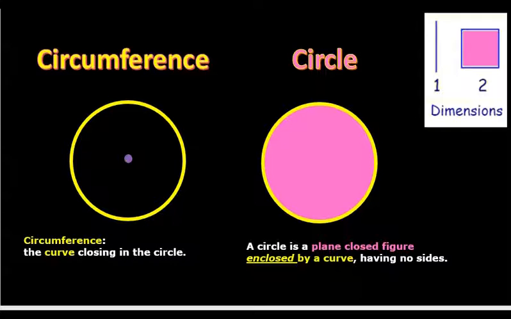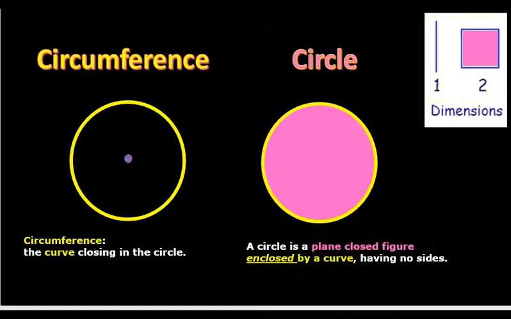Let's review. In this video, you should have learned the difference between the circumference of a circle and the circle itself. The circumference is the curve closing in the circle. It is the boundary of the circle. The circle is a plane closed figure enclosed by the curve. So this pink part is enclosed by the curve. It is a flat two-dimensional space having no sides.